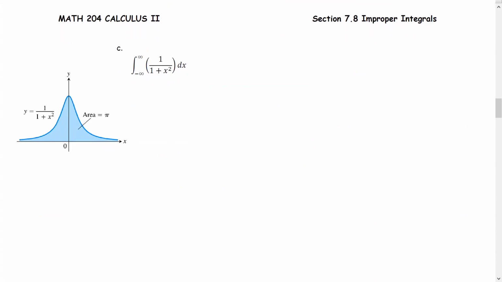Part C, the integral from negative infinity to positive infinity of 1 over 1 plus x squared with respect to x. As you see the lower limit and upper limit are infinite, we're going to use the point c, which is a real number on the real number line. Let's pick the point 0 as c. And this improper integral can be rewritten as the sum of the two integrals, from negative infinity to 0 and from 0 to infinity of 1 over 1 plus x squared.